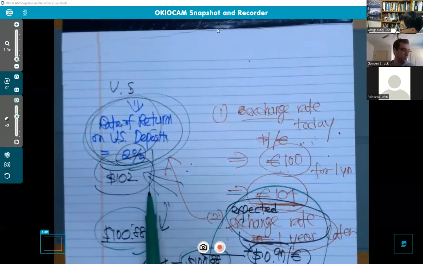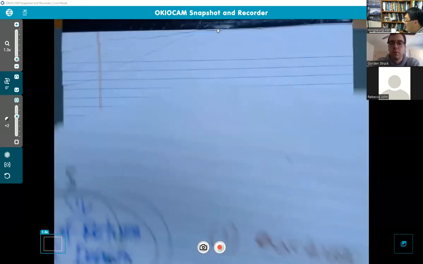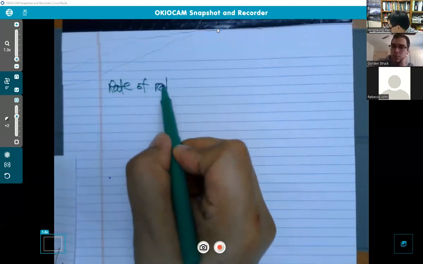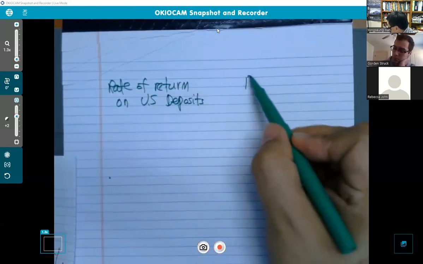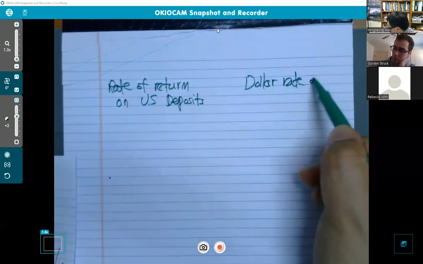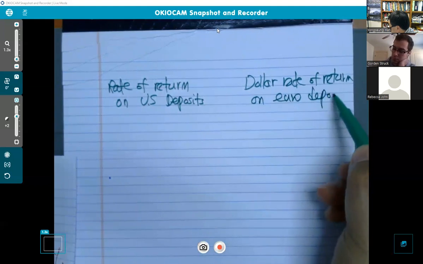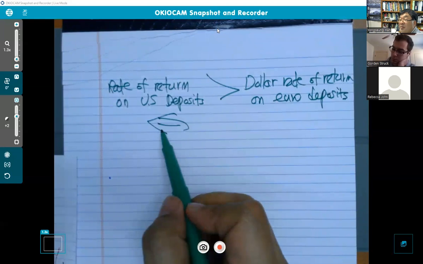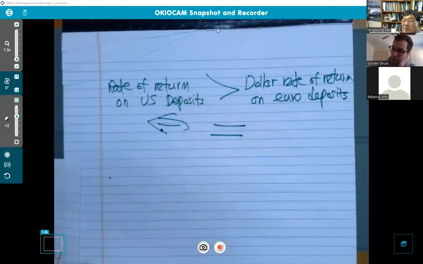As money flows to either this or this, depending on this rate of return, you can find out this. The rate of return on US deposit and the dollar rate of return on euro deposit. If this is bigger, money goes to this. Then what will happen to the exchange rate? The exchange rate changes, then eventually it will become the same.